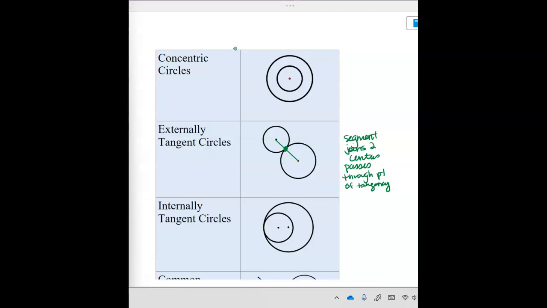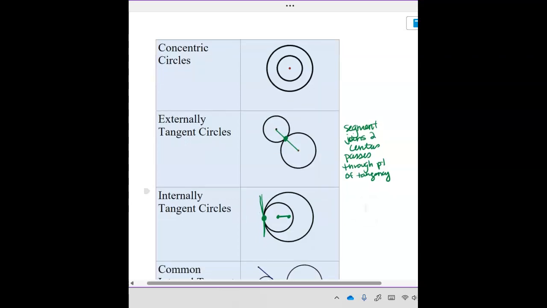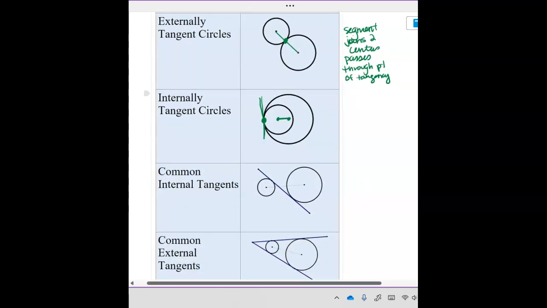We also have internally tangent circles. You can see this is the center of the small circle, and then this is the center of the bigger circle. And you see that these circles are tangent at this point right here. One is inside the other. So that's when you've got an internally tangent circle.